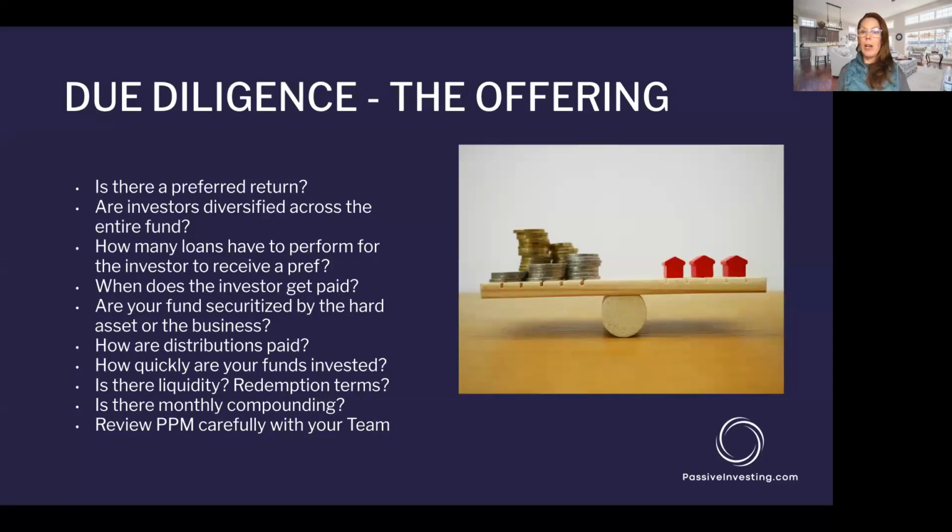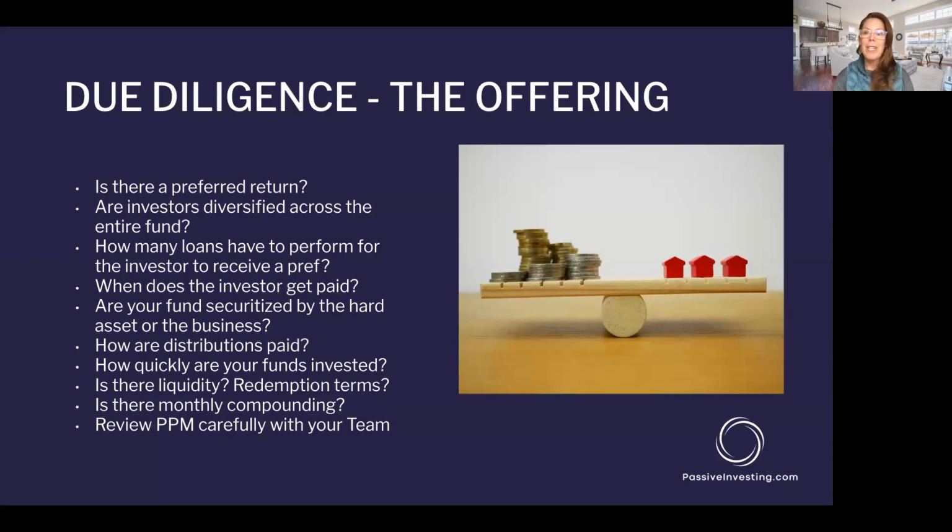I want to make sure that there's a preferred return. If the fund's lending money and doing well, I want to make sure that I'm getting the first cream of the crop, a return off the top. Are investors diversified across the entire pool of loans, or only the loans written when they enter and going forward? I want to be diversified across the whole pool of loans. That lowers my risk as an investor.